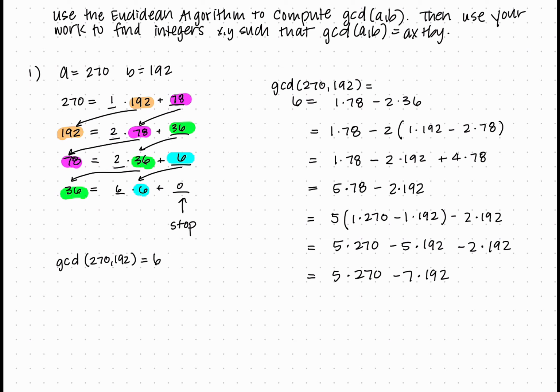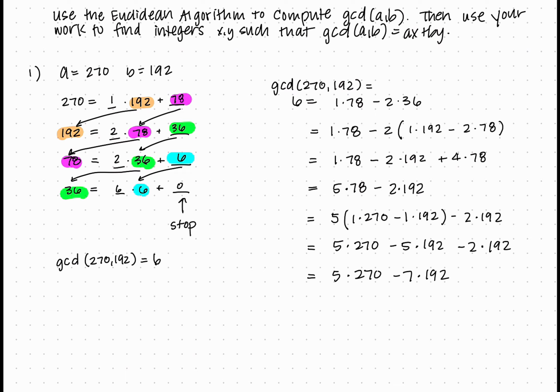And then over here on the right-hand side, when we're doing the reverse version to get that linear combination, each time we're successively taking the smaller of the numbers and replacing it using its row over here. First of all, I started with 6, and it's 78 minus 2 times 36. Now I'll replace the smaller one. 36 is 192 minus 2 times 78. I'll clean everything up. Now 78 is the smaller one. I can replace 78 with 270 minus 192 and clean it.